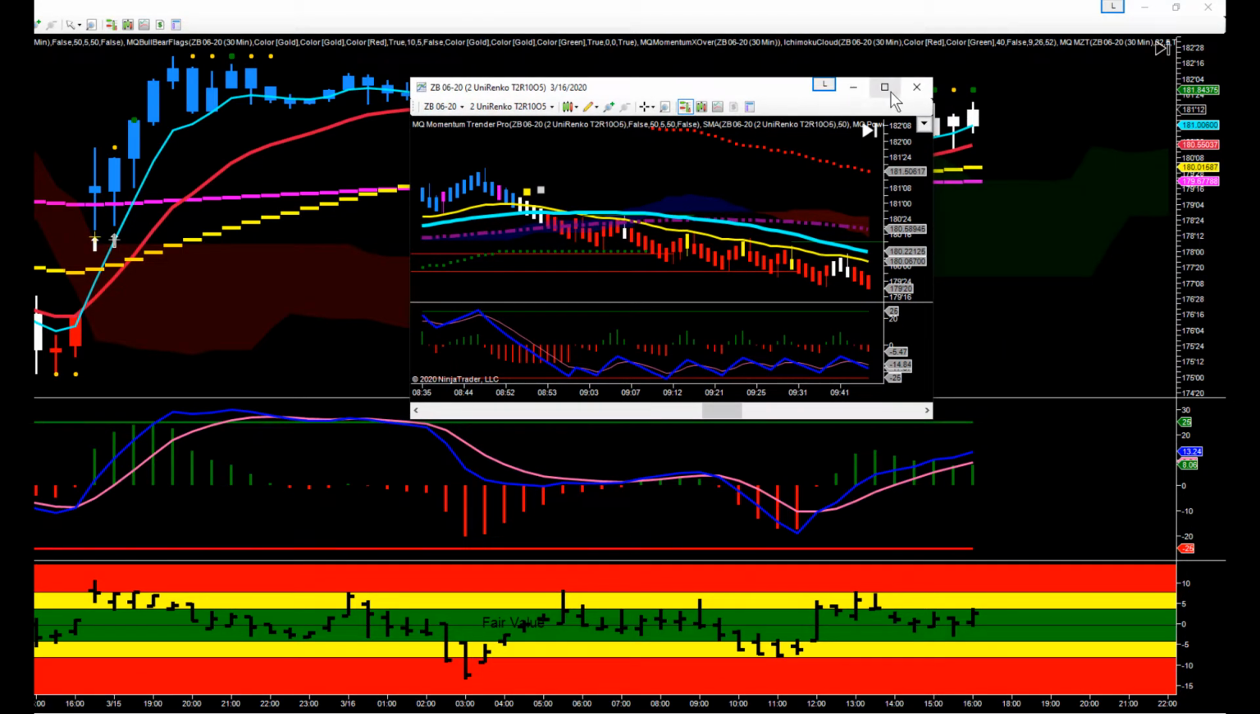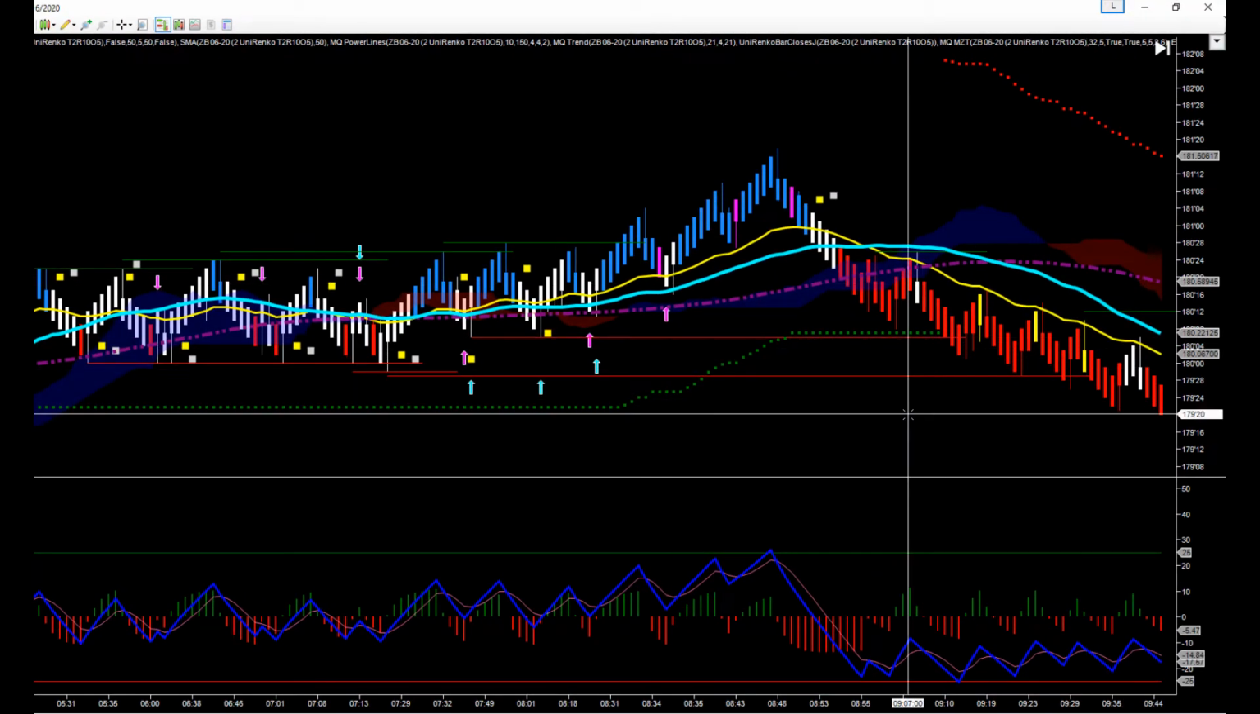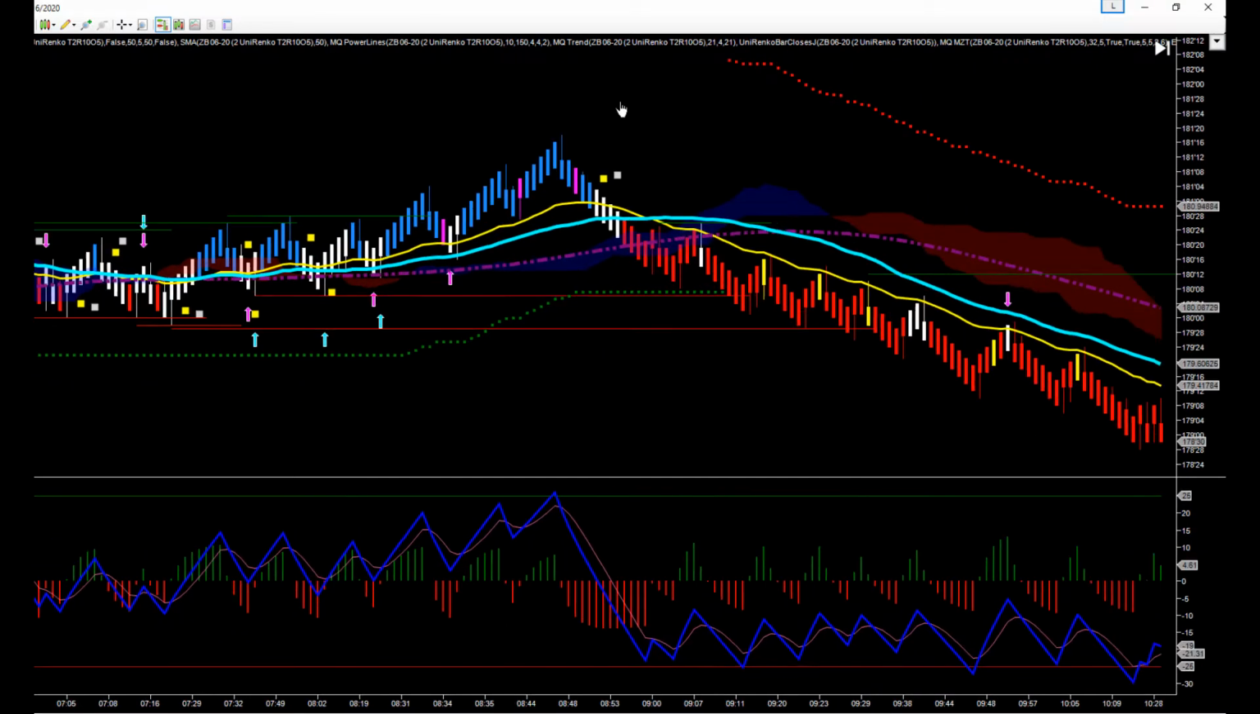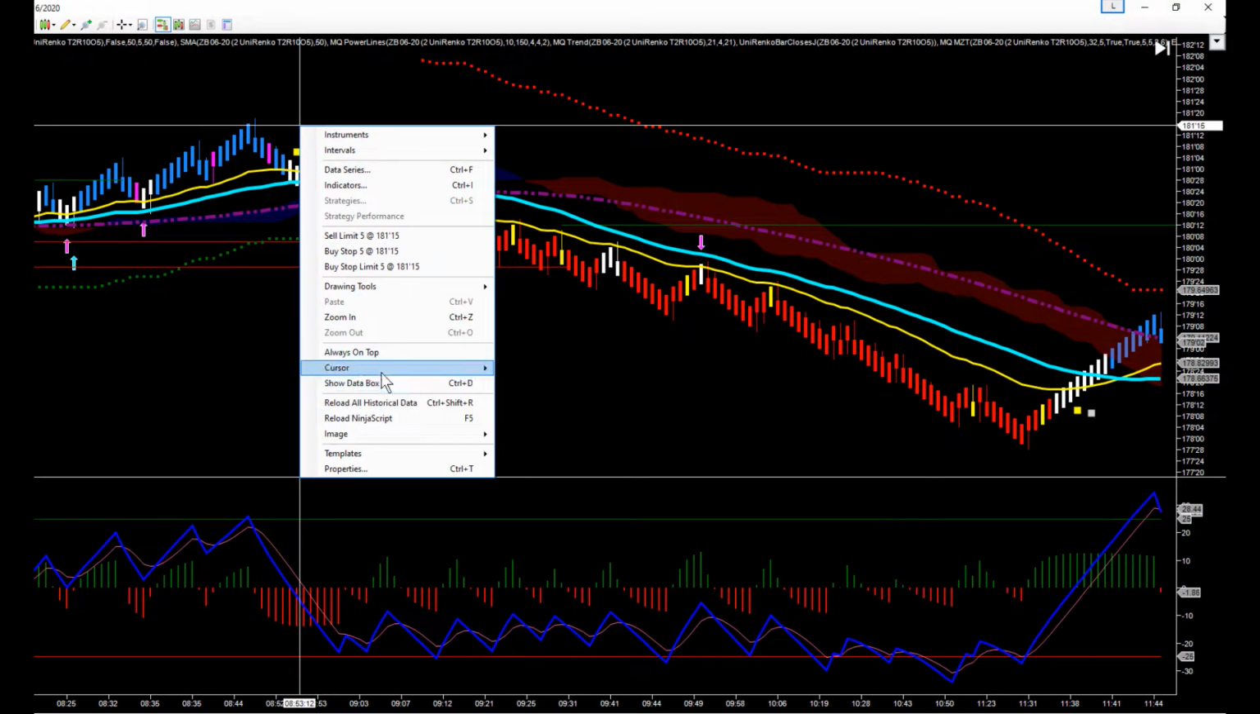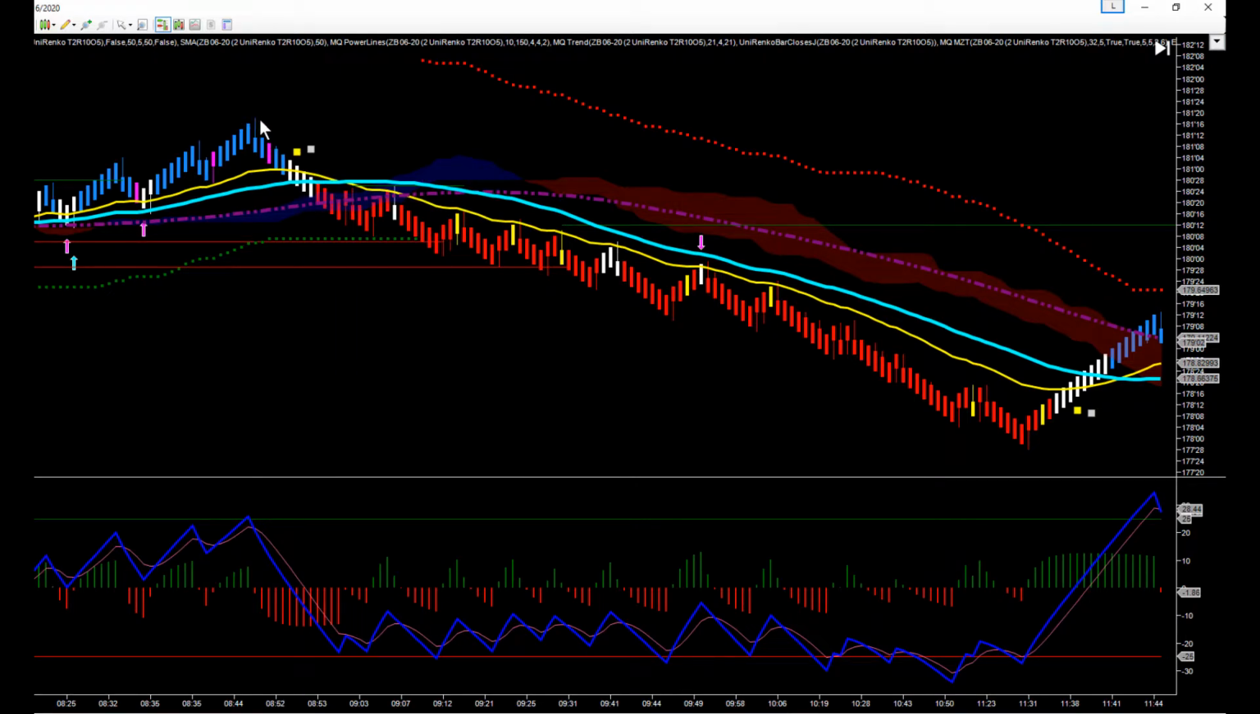This is how that looked on the Unirenko chart. Again, Unirenko chart is one of our primary trading charts. This is where it was leaving the big topping tail. As this moved down, it was leaving that big topping tail. Set up the bear flag. Bear flag triggers on this bar right here. And then we just use Momentum Trender Pro to guide us lower.